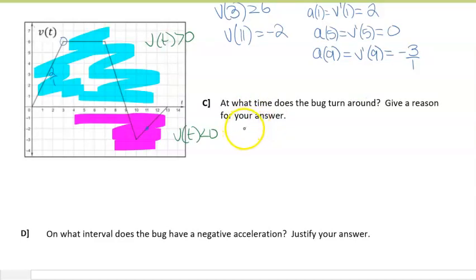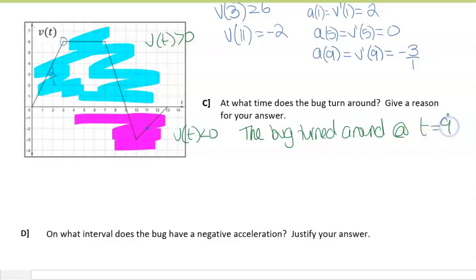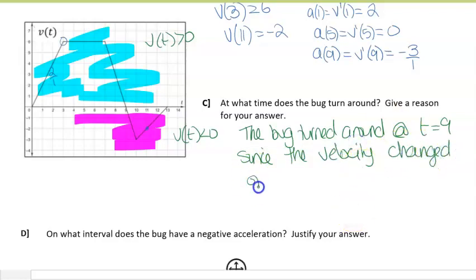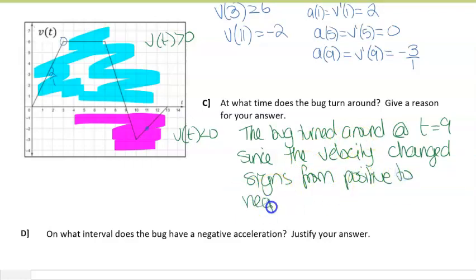So the bug turned around at t equals 9 since the velocity changed signs from positive to negative. Don't forget to say at t equals 9.